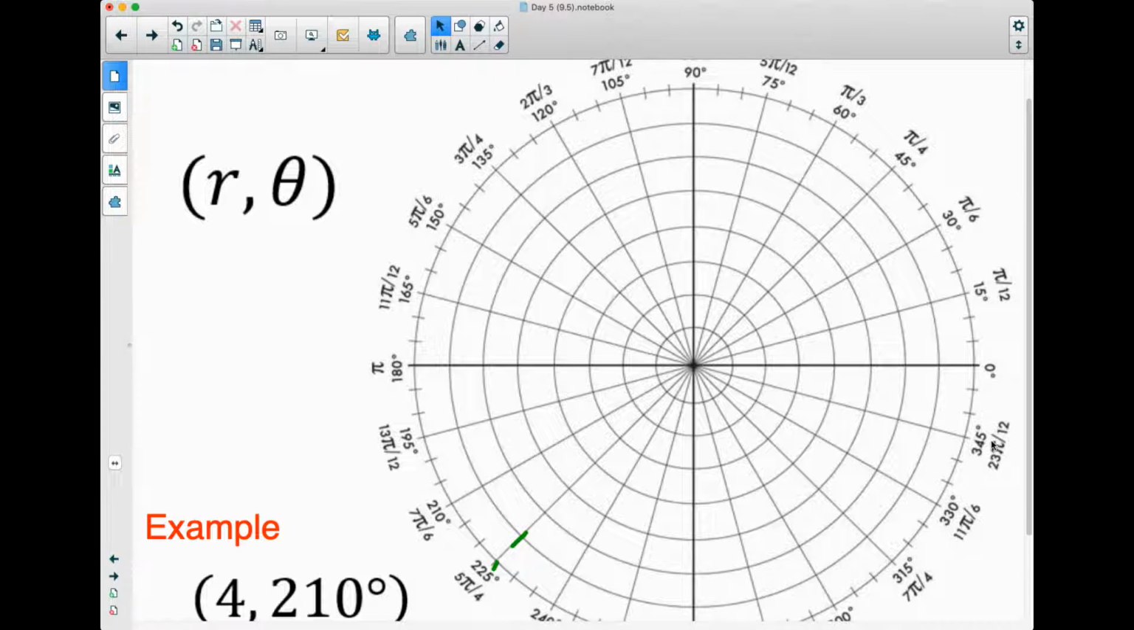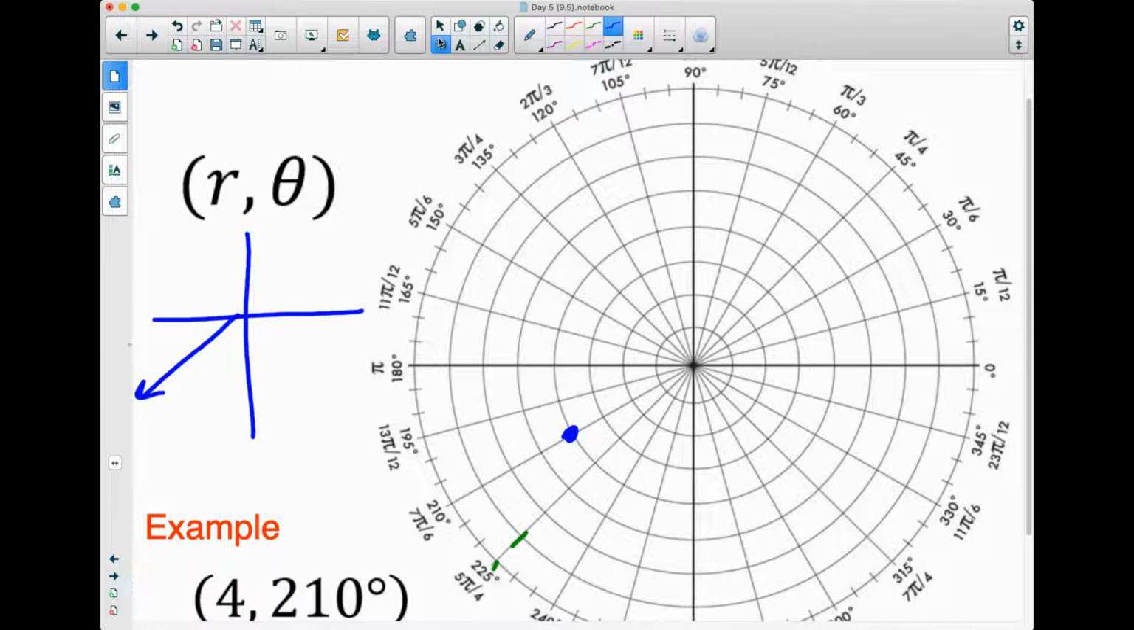So if I have 210 degrees, I'm going to 210 degrees, which is down here, and I'm going to count 4 rings. 1, 2, 3, 4. That's how you plot a polar coordinate. Okay. So on your notes, what you can do is just draw an X and Y axis and draw your 210 down here and then draw your 4 lines. That's how you can denote it instead of drawing circles over and over again.